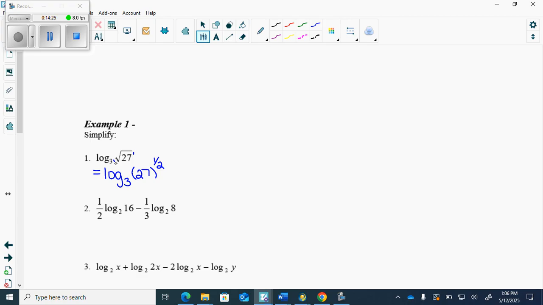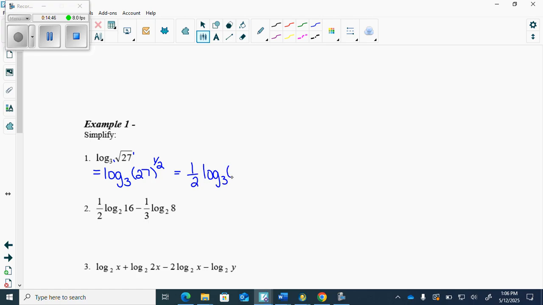Now, a lot of people will tell me the answer, and it's a common error, they'll say, oh, 3 to the 3 is 27, and then I raise that to the half and I get the answer. No. What you have to do is take the half and drop it in front. So you get a half log base 3 of 27.